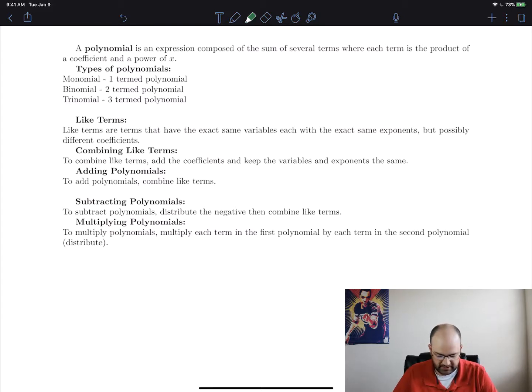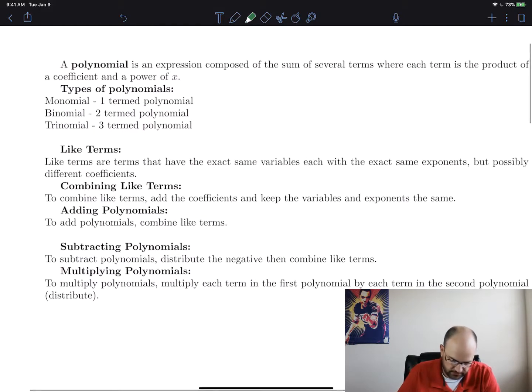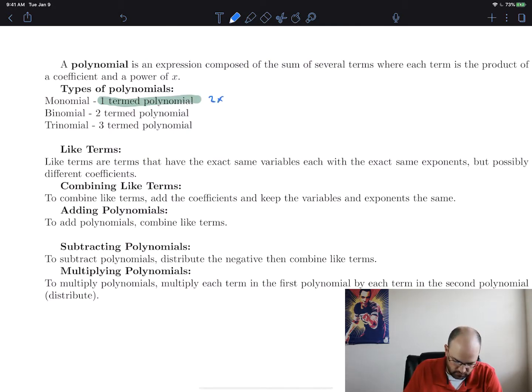So the first type that we're going to talk about is a monomial. And a monomial is a one-termed polynomial. For instance, let's say something like 2x, negative 3x, and so on and so forth. And both of those are one-termed polynomials, in other words, monomials. Binomials are two-termed polynomials. An example of that would be something like 2x plus 5, negative 6x squared plus 2x.